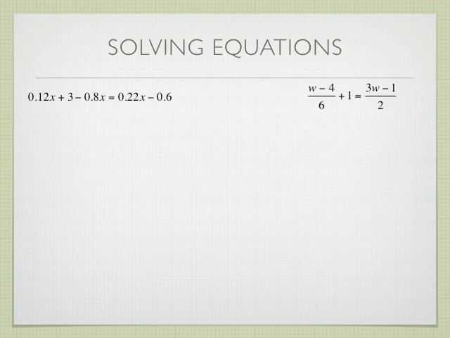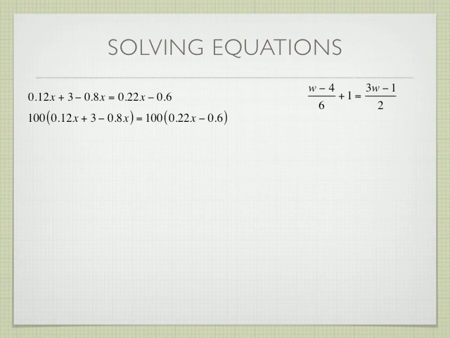Okay, for this one, let's look through all these numbers. The first term has 0.12, so it has 2 digits to the right of the decimal point. Then there's just a 3, which doesn't have any. Then there's a 0.8, which only has 1 digit. Then there's a 0.22, and then there's a 0.6. So the most digits that anybody has to the right of the decimal point is 2. So we can clear decimals by multiplying by 1 with 2 zeros, or multiplying by 100.